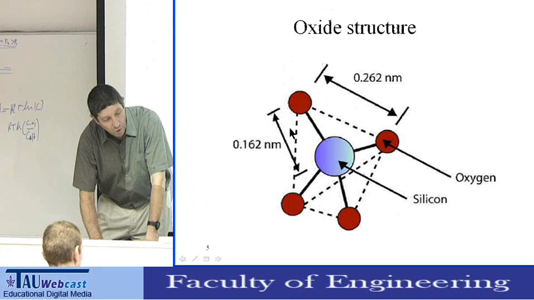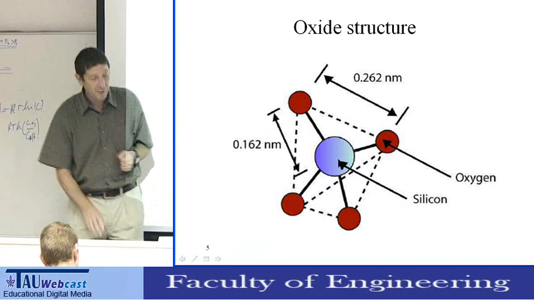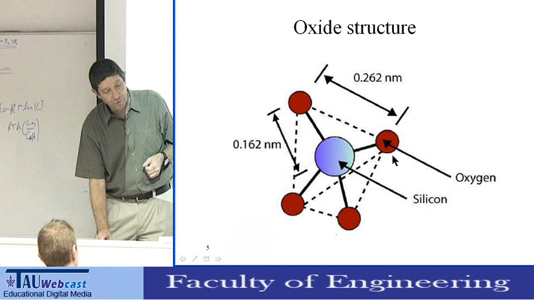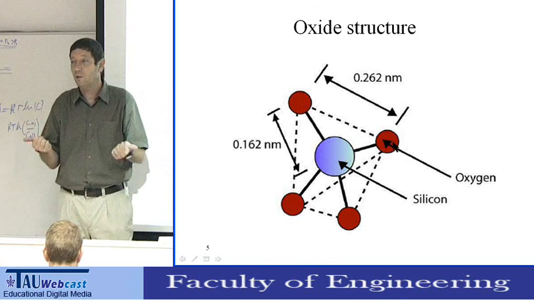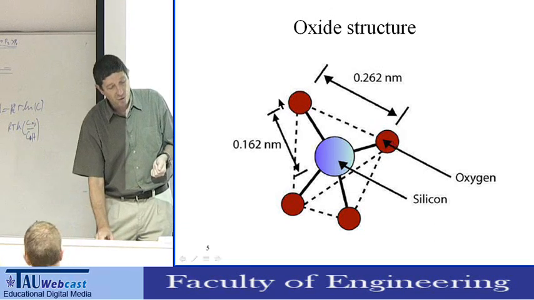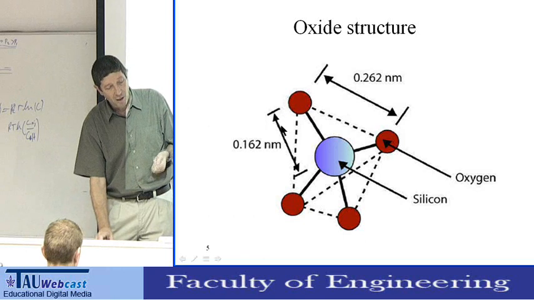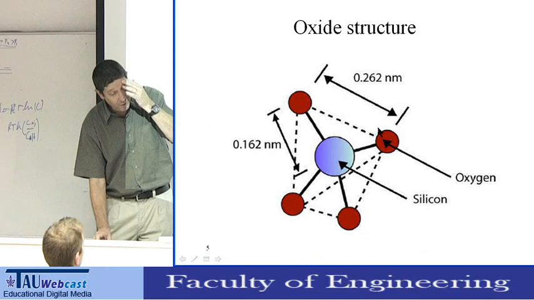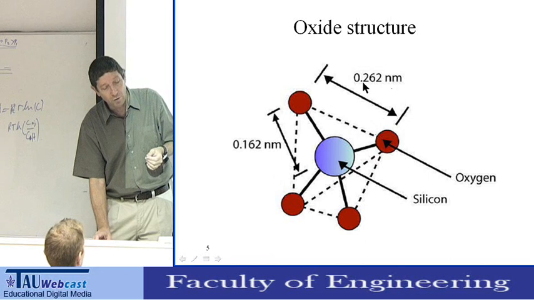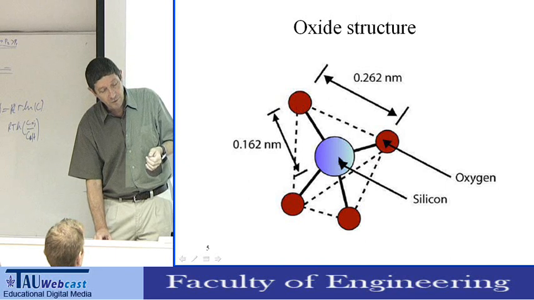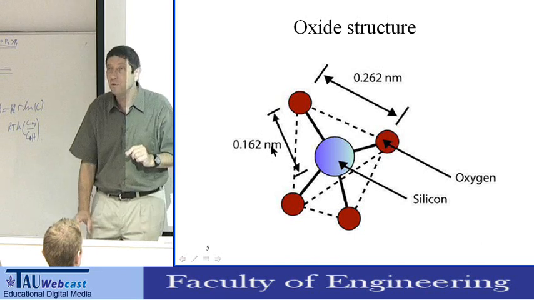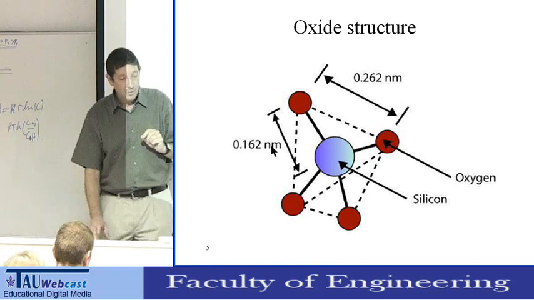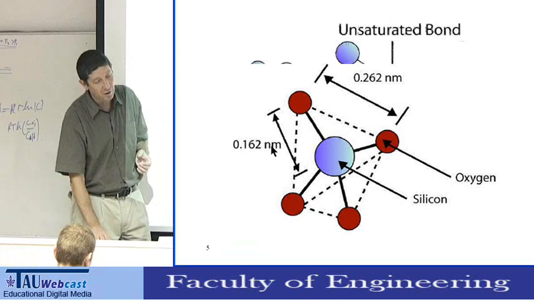Now, SiO2, the oxide: every silicon atom is connected to 4 oxygen atoms, and every oxygen atom is connected to 2 silicon atoms. It's a tetrahedral structure, like a pyramid, and the distance of the side of this pyramid is 0.262 nanometer, or 2.62 angstrom, and the distance between the silicon atom and the oxygen is 1.62 angstrom. Remember these numbers because later we have to put this structure on silicon.